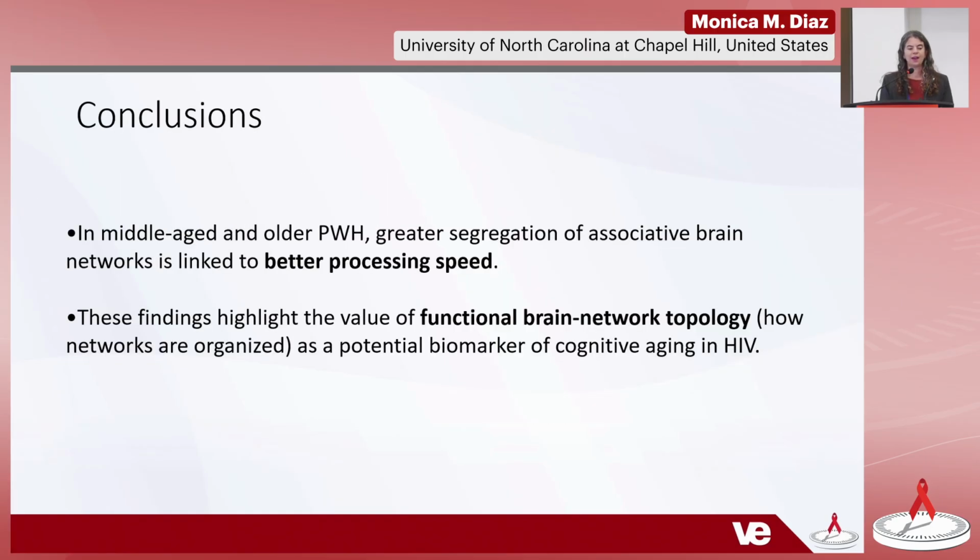In conclusion, in older people with HIV, greater segregation of associative brain networks was linked to better processing speed, and fMRI can potentially serve as an adjunct biomarker for cognitive aging and HIV.